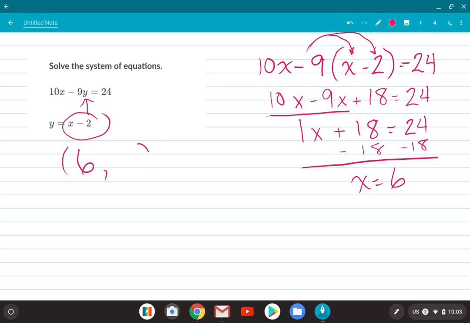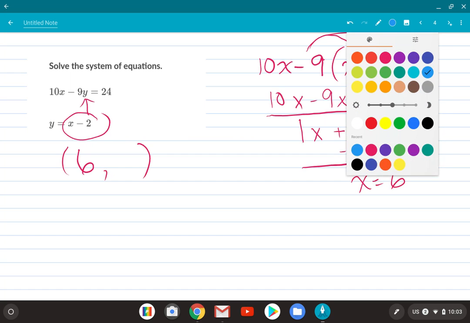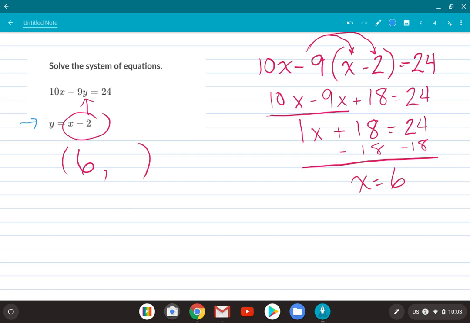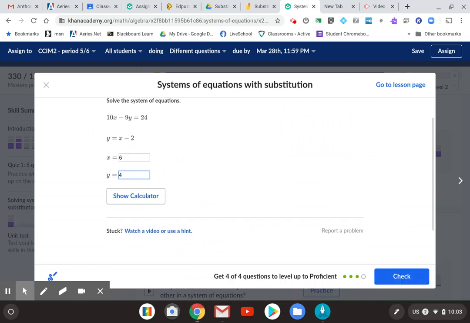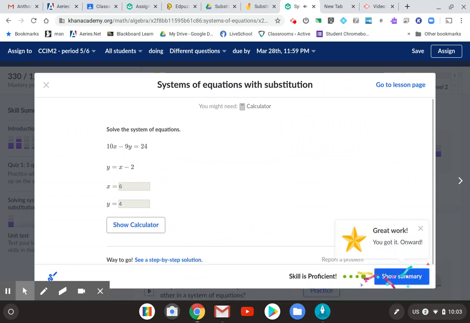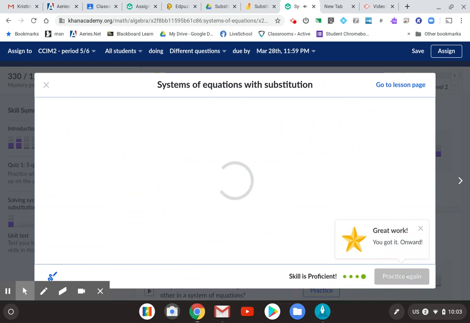So 6 comma something. Plug it in to the last equation. That one's much easier. y equals our x, which is 6, minus 2. So y is 4. So 6, 4. Plug it in. Check our work. And we're done. And that's how you get it.